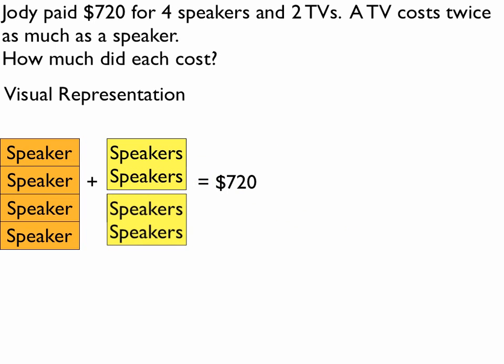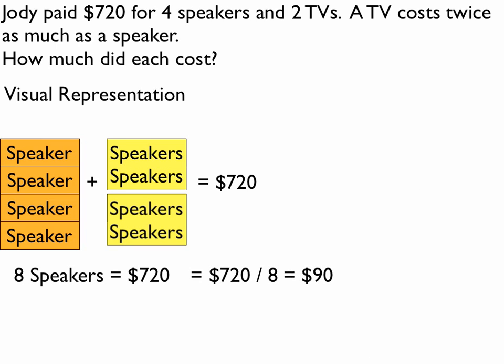So now what I see is a total of 8 speakers is equal to $720. Since they're all the same, this is very easy to divide. 720 divided by 8. Well, you know 72 divided by 8 is 9, so 720 divided by 8 will give you 90. So one speaker is equal to $90. So a TV is twice as much as a speaker. Well, that's just 90 times 2, so the TV equals 180. So that's how you solve that.